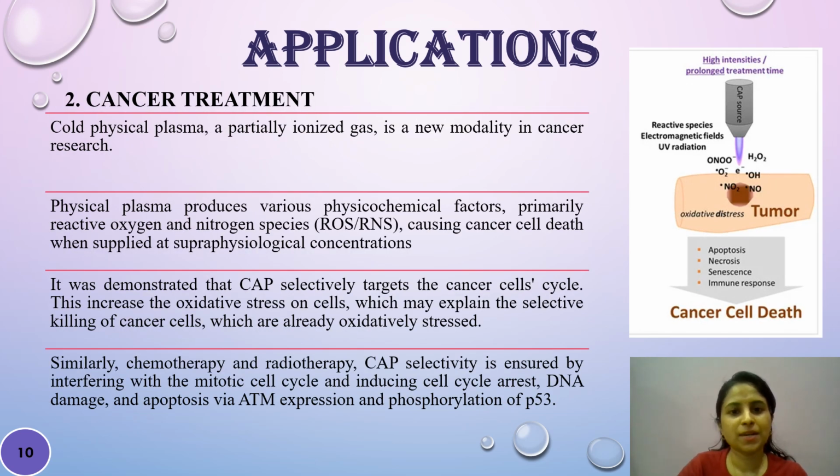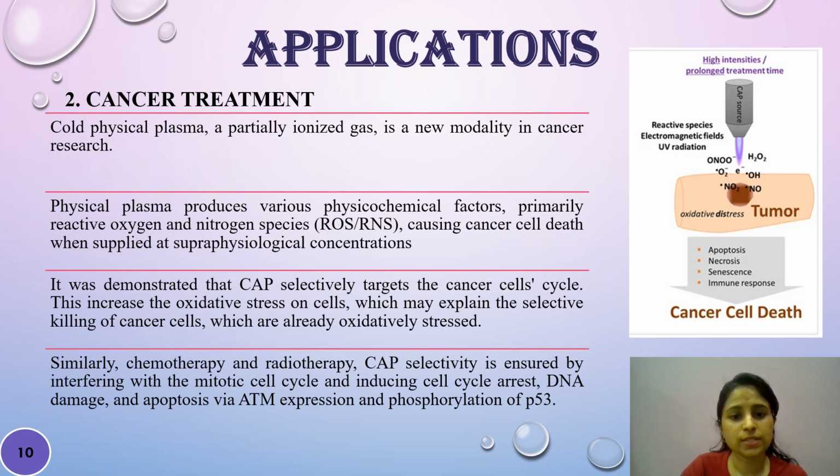Besides that, plasma technology is also used in cancer treatment. Cold physical plasma, a partially ionized gas, is a new modality in cancer research. Physical plasma produces various physicochemical factors, primarily reactive oxygen and nitrogen species, causing cancer cell death when supplied at supraphysiological concentration. It was demonstrated that CAP selectively targets the cancer cell cycle.